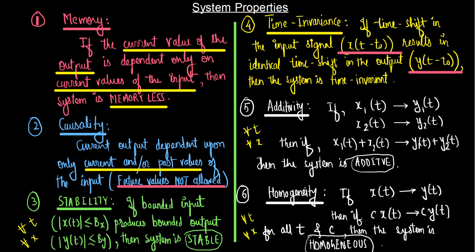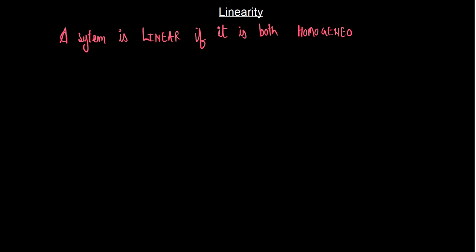Now the last two properties that we have seen are additivity and homogeneity. If a system satisfies both of them, then the system is said to be a linear system. So let's introduce the concept of what is called a linear system. A system is linear if it is both homogeneous and additive.